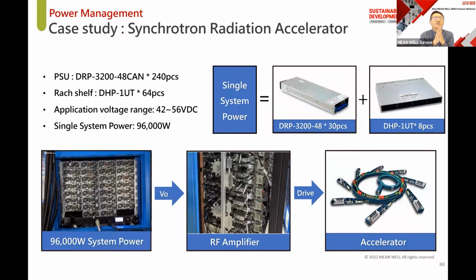Let's see some examples of the system power. This one is the example of the Synchrotron Radiation Research Center in Taiwan. They are using the DRP 3200 power supply to power the RF amplifier. A single system power needs 64 DHP1UT, and together it forms 96 kilowatt per system power. And at this site, they actually need 8 of them.